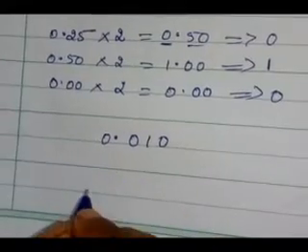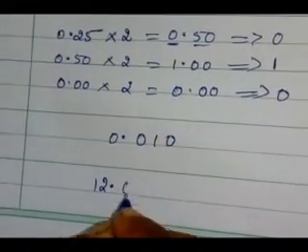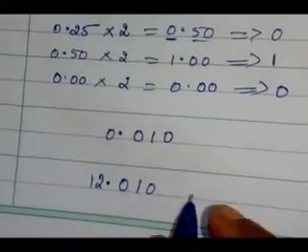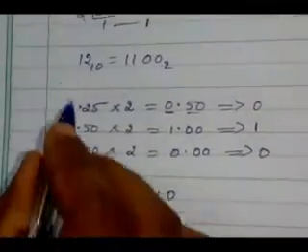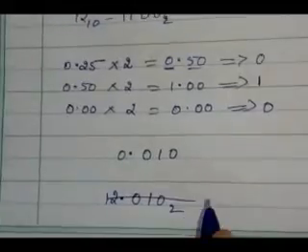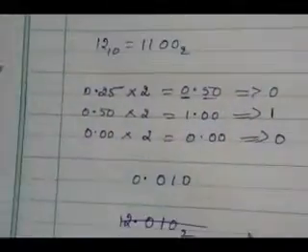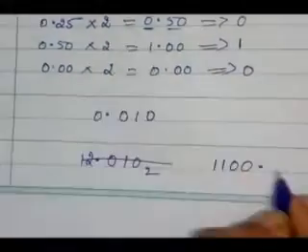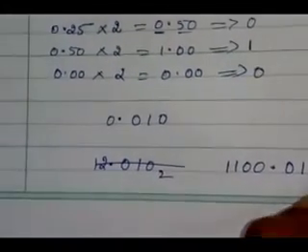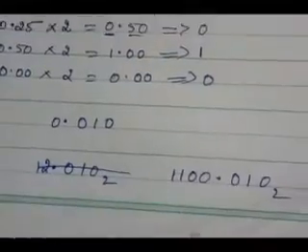Then how can we write 12.010 base 2? Sorry, 12 point, not 12. What is the answer? What is the binary number of 12? 1100 point 0.10 base 2.